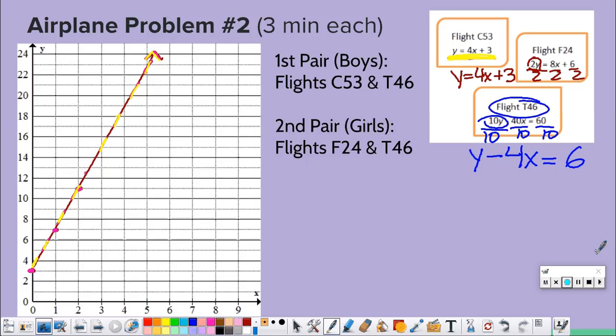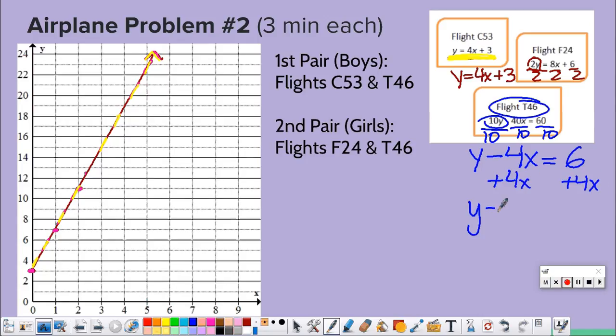Is the y by itself? No, the y is not by itself. What's keeping the y from being by itself? This negative 4x. I mean being by itself on the side of the equal sign. Okay, so I'm going to add 4x to move it over.